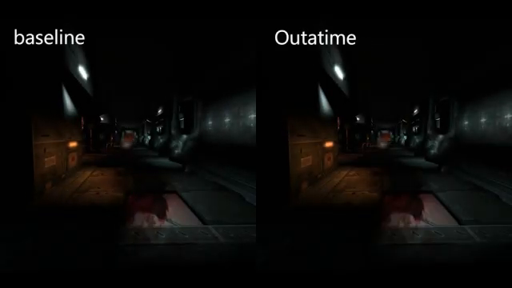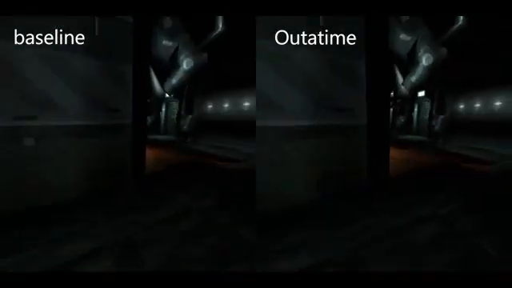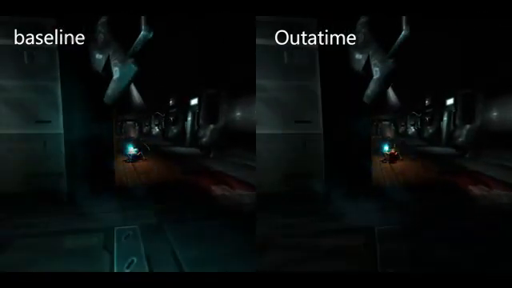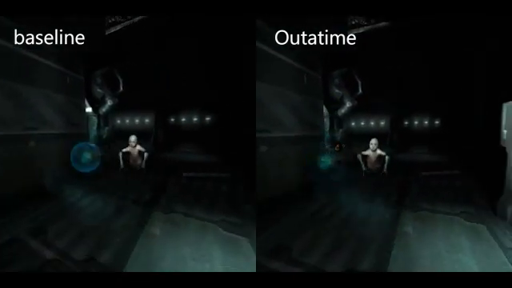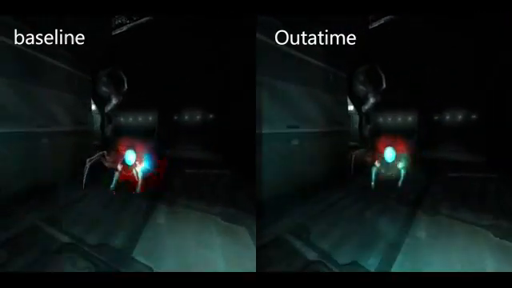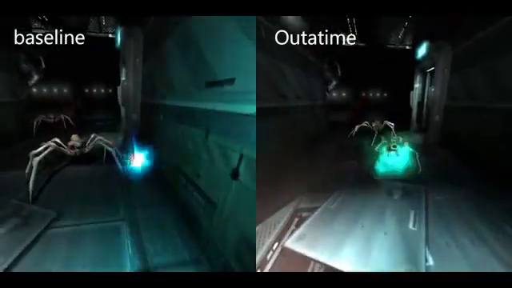Finally, let's observe the overall effect on an action sequence. Note from the side-by-side, many shots actually miss their mark in the baseline case, whereas Outatime is very responsive. Outatime effectively masks network latency even for demanding Twitch interactions.